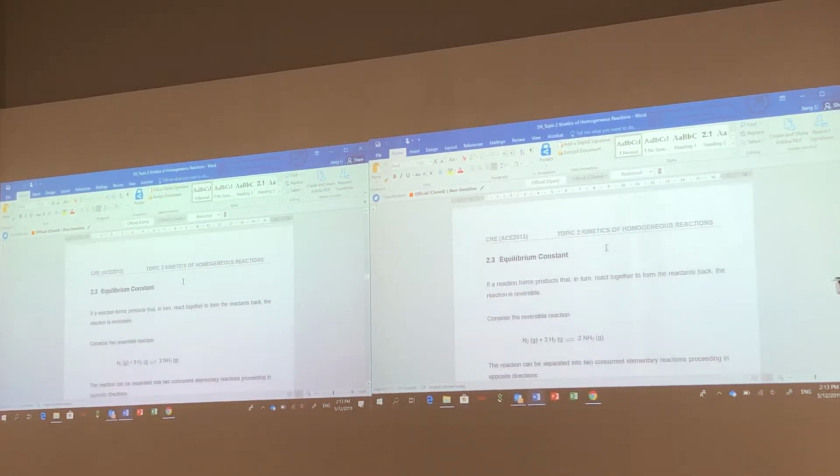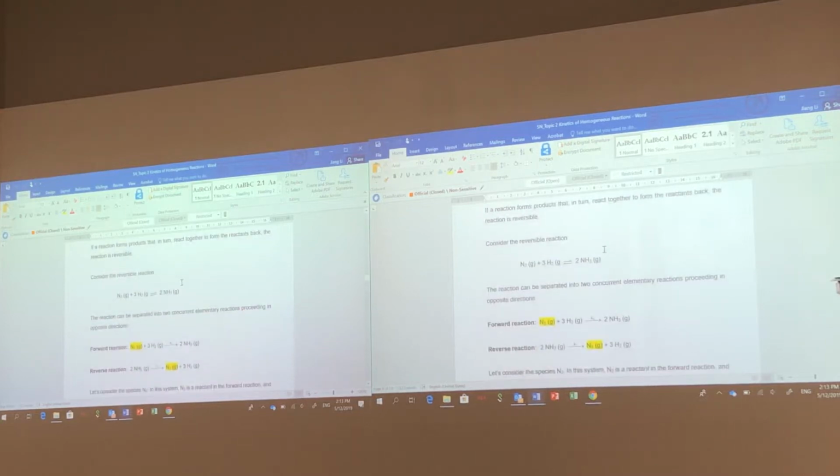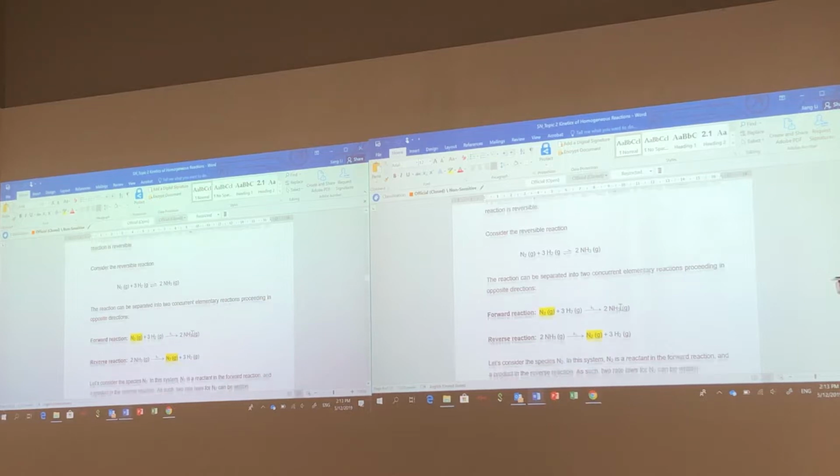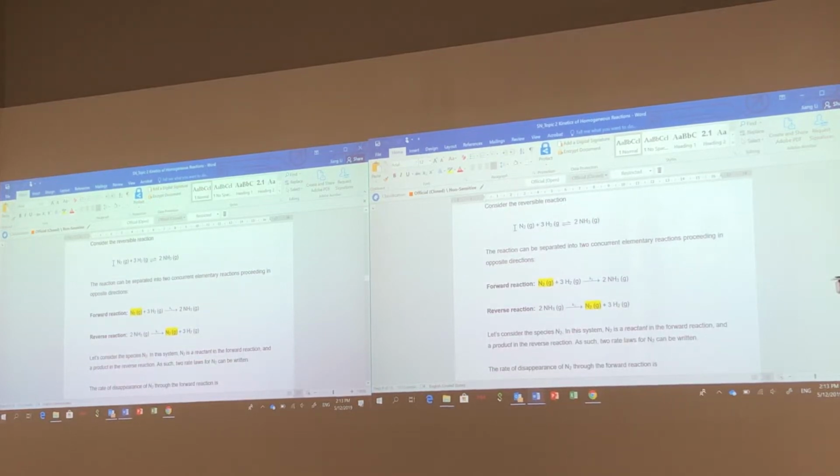Second one, equilibrium constant. Yes, equilibrium constant will be tested. Alright? Okay, so for equilibrium constant, it refers to a reversible reaction. So this reaction is reversible, which means there will be a forward reaction and reverse reaction, right? So, for example, this reaction. So forward reaction is here, reverse reaction is here.